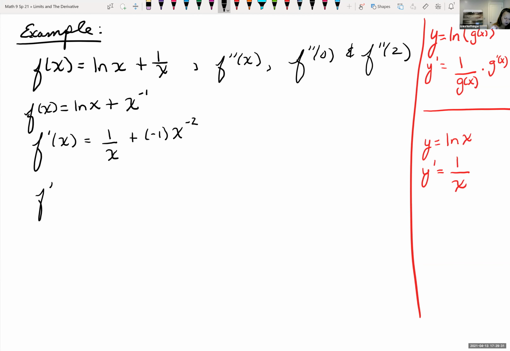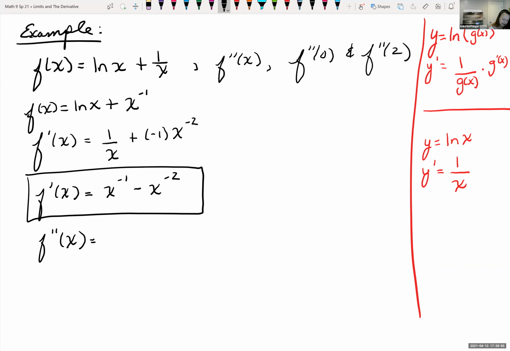So let's rewrite this first derivative a little bit before we take the second derivative. So we can rewrite this 1 over x as x to the negative 1 power. And then the second piece is minus x to the negative 2 power. So taking the second derivative, so derivative of the first derivative, derivative of x to the negative 1 power is negative x to the negative 2 power, minus, and derivative of x to the negative 2 power, bring down the power, so negative 2x, subtract 1 from the power, negative 3.